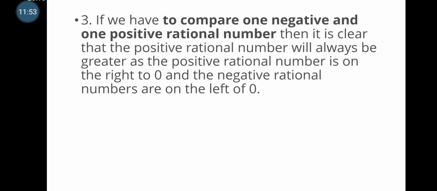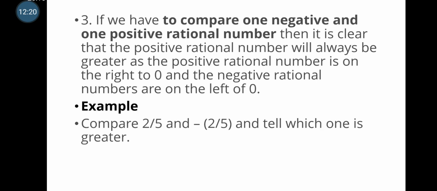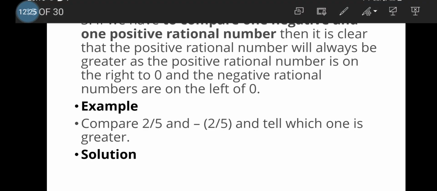So if one number is positive and one number is negative, how to compare? It is very clear that the positive rational number will always be greater, as the positive rational number is to the right of 0 and the negative rational number is to the left of 0. Always towards the right will be greater and towards the left will be smaller. So here, 2 by 5 and minus 2 by 5, obviously 2 by 5 is greater.